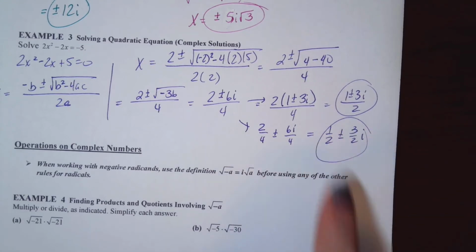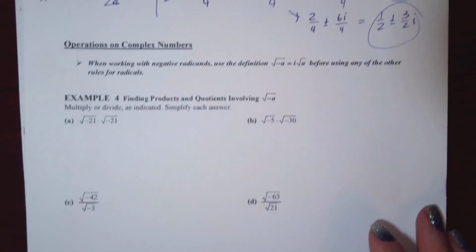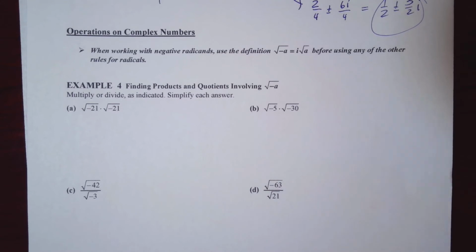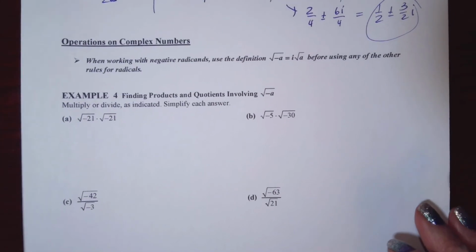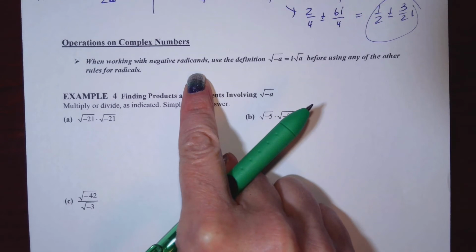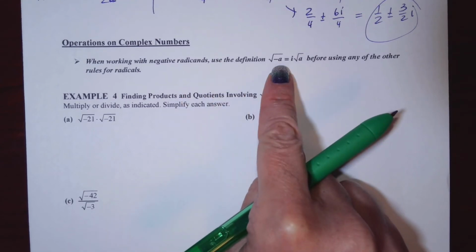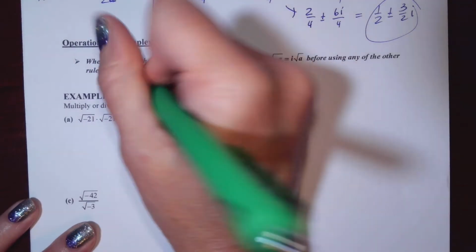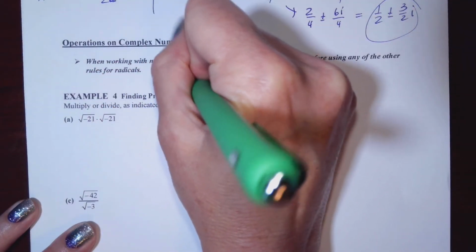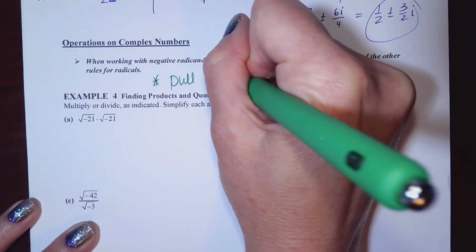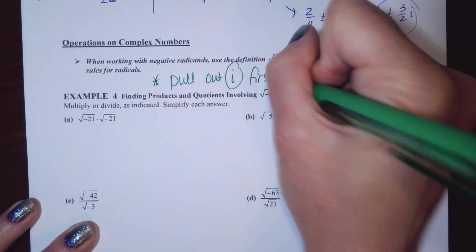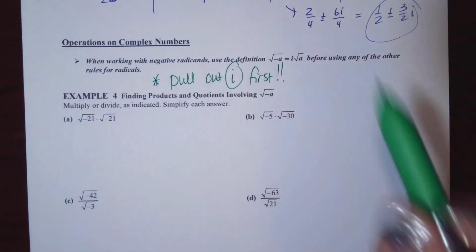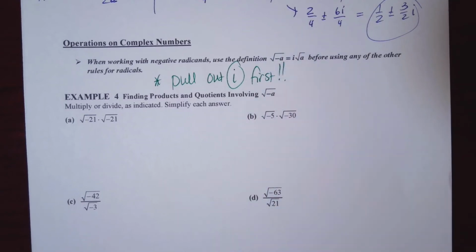This is really the best choice with how we want to write it. Operations on complex numbers. When I'm working with negative radicands, radicand is the value underneath the radical, I want to use this definition before using any of the other rules for radicals. Now what this tells me is I pull that i out from underneath my radical first, before I do anything else. I take care of the negative underneath the square root.